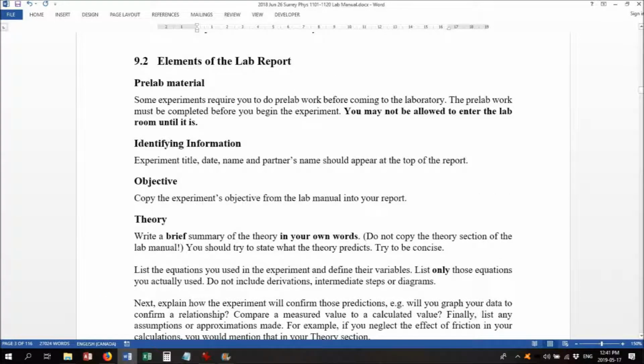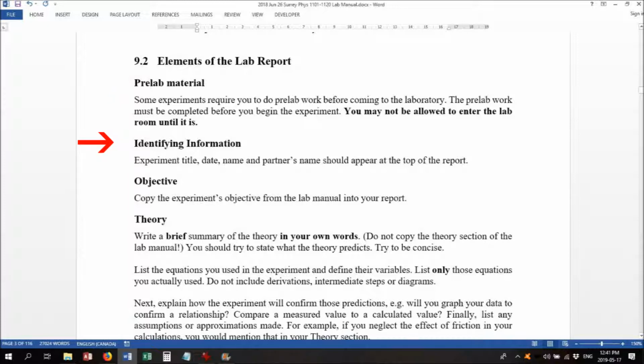And now if you go to page 23 or section 9.2 of your lab manual, we'll talk about the individual elements that go in your lab notebook. Pre-lab material refers to work that you would do before you come to the lab. I'll tell you in the second lab period what I think you should do to prepare for the experiments each week, so don't worry about this right now.